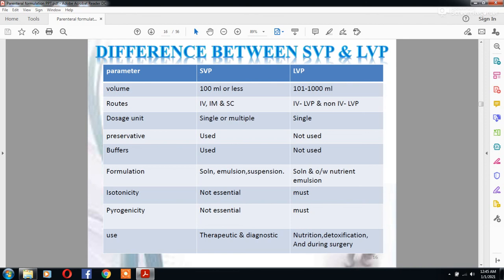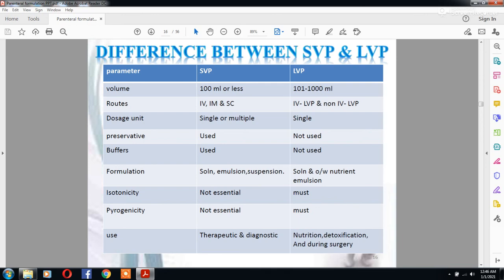In case of isotonicity, for SVP it is not essential, while in LVP, isotonicity adjustment is very important. In case of pyrogenicity, for small volume parenterals it is not essential, while it is more essential and must be there in large volume parenterals. You can see here.